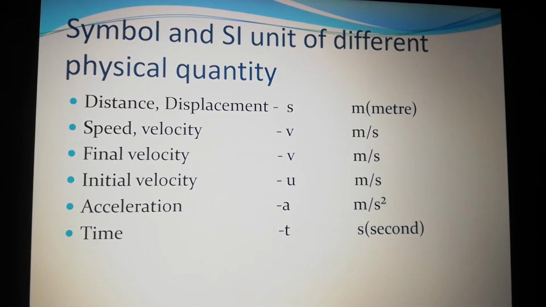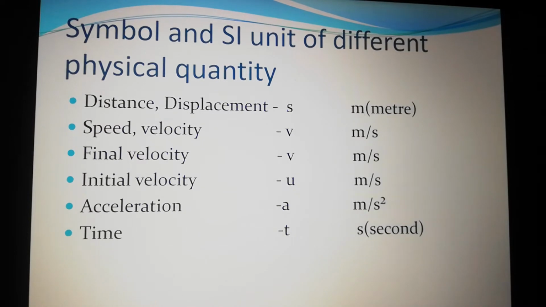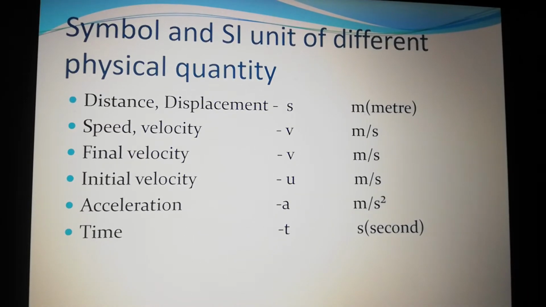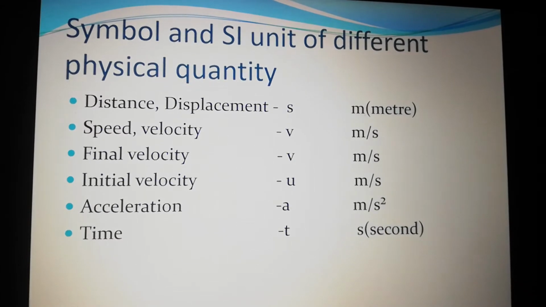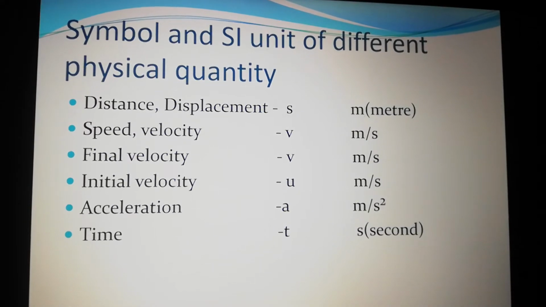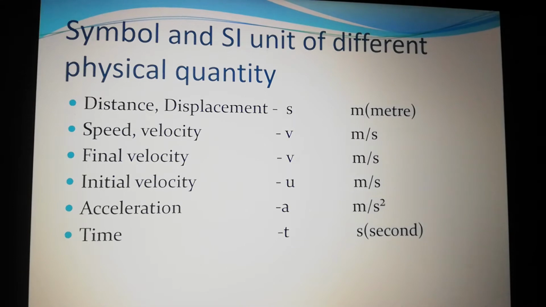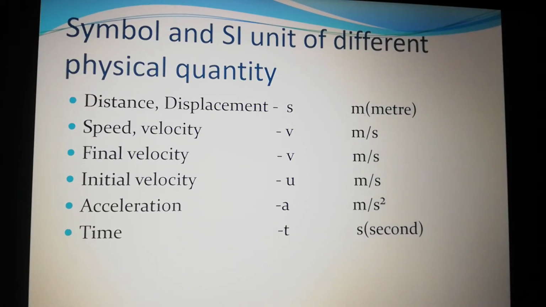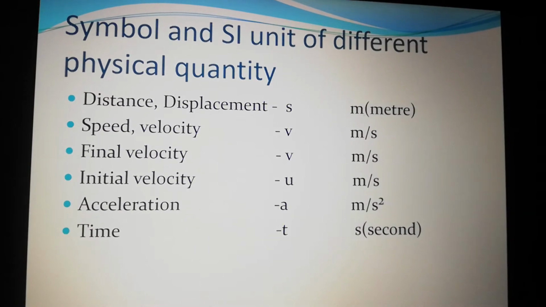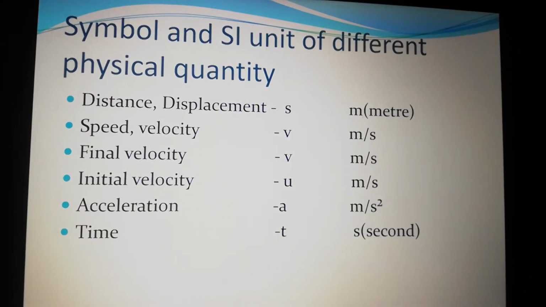Next is speed and velocity, denoted by V. Its SI unit is meter per second. Then final velocity, again denoted by V only, SI unit meter per second. Initial velocity, denoted by U, and its SI unit is meter per second. Acceleration, denoted by A, its SI unit is meter per second square. Time, SI unit second, and it is denoted by T. So these are the SI units of different physical quantities and the symbols by which they are denoted. These are the physical quantities discussed in this chapter.